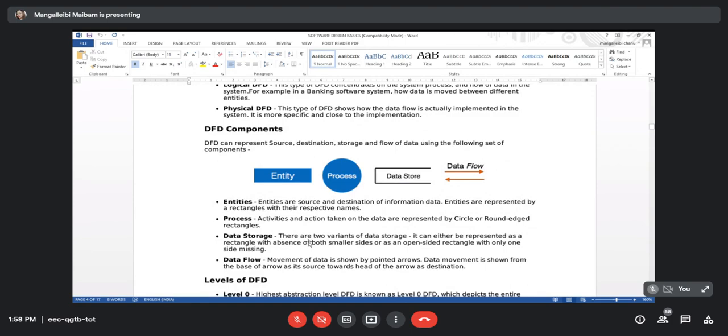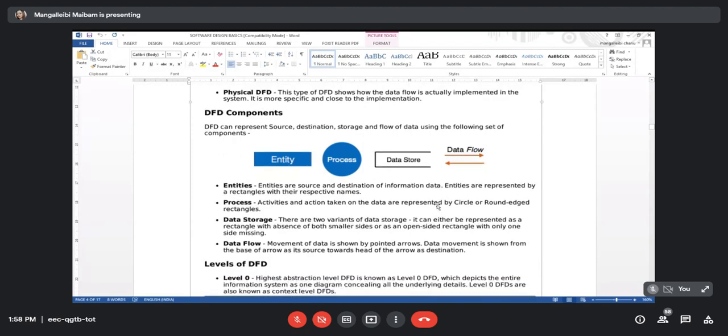Data storage here. So the database will be represented using this symbol. So we can store our data using this symbol. We can put the data flow symbol, just this one. Okay, so we are going to use only these four symbols for drawing the data flow diagrams. Unlike UML diagrams, where we have many symbols in order to draw them, for data flow diagrams we are going to use these four symbols in particular.